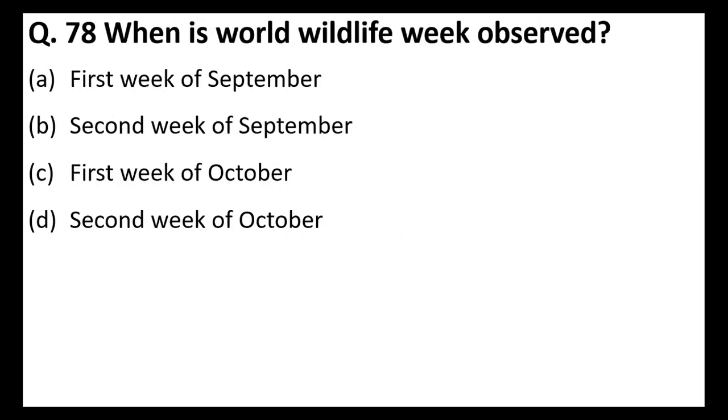When is World Wildlife Week observed? First week of September, first week of October, second week of September, or second week of October? Wildlife Week. It is in the first week of October. 2nd to 8th of October.